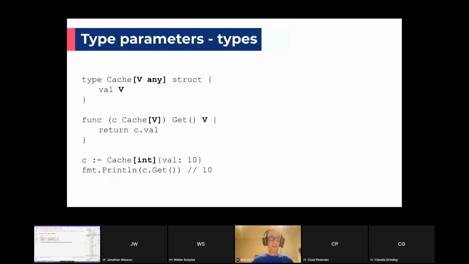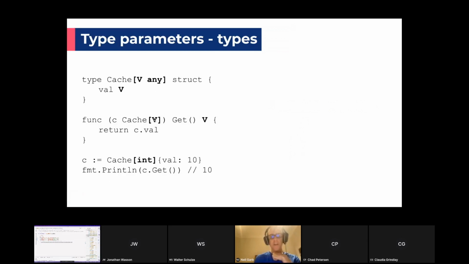We can parameterize functions like we did there, but we can also add type parameters to types themselves. So here is a type called cache. It's a struct, and we've parameterized it with a type, and we can actually create a property of type V, where V is anything, any type. And we can also create methods on this type.